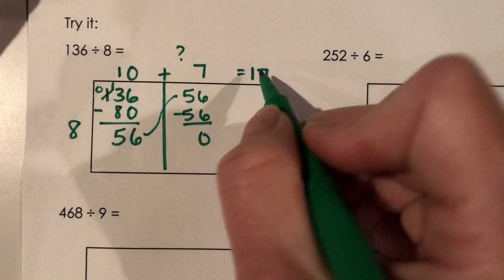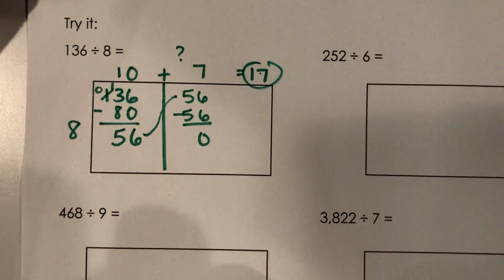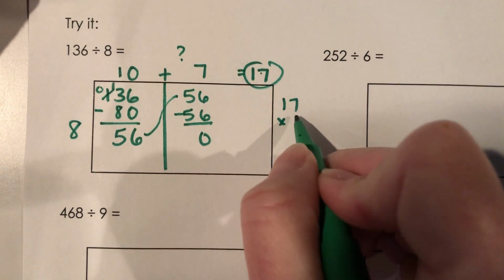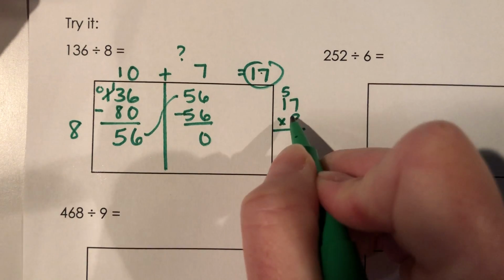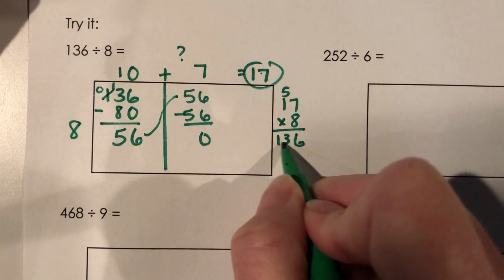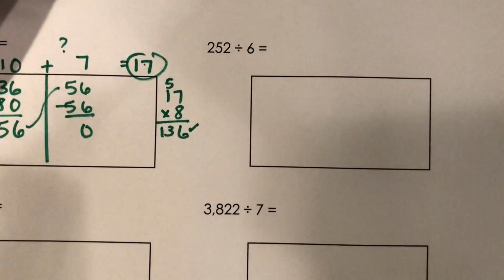And if you don't believe me, then shouldn't 17 times 8 give you the 136? It should. So let's double check. 7 times 8 is 56, and 8 plus 5 is 13, and check. I know that 17 is right. All right, look at the next one.